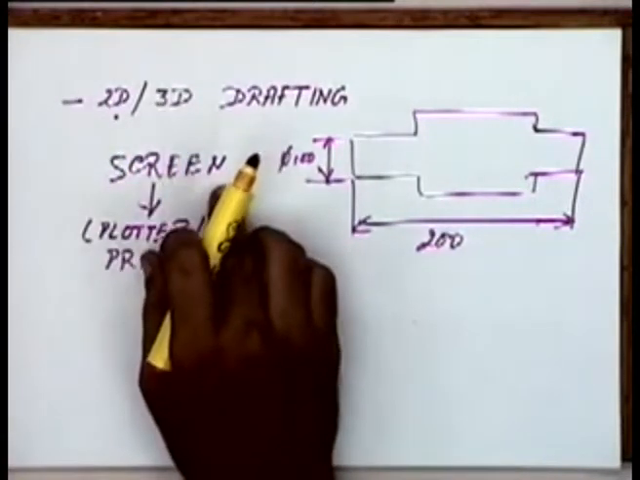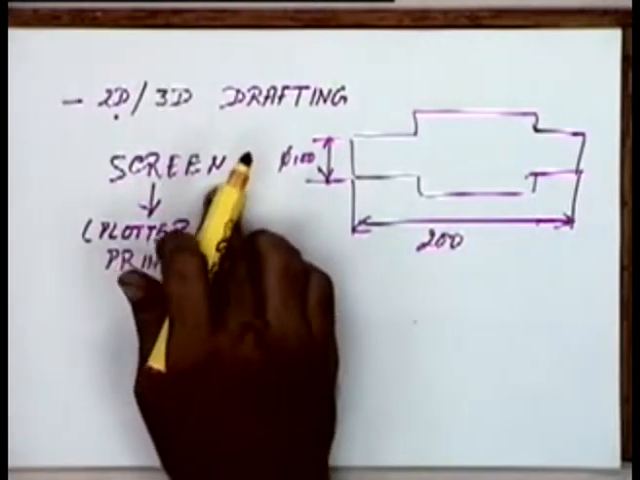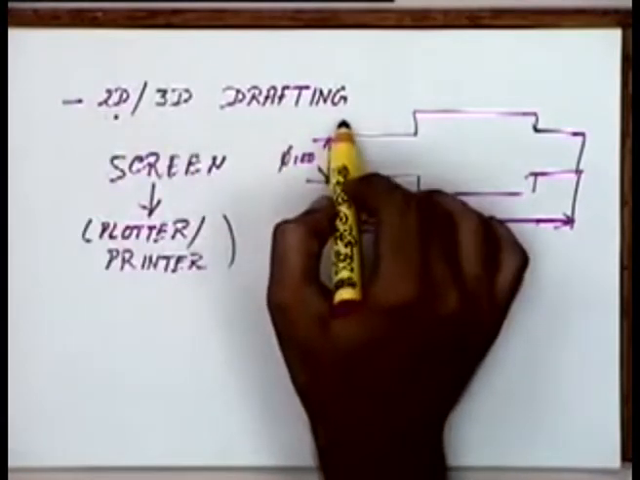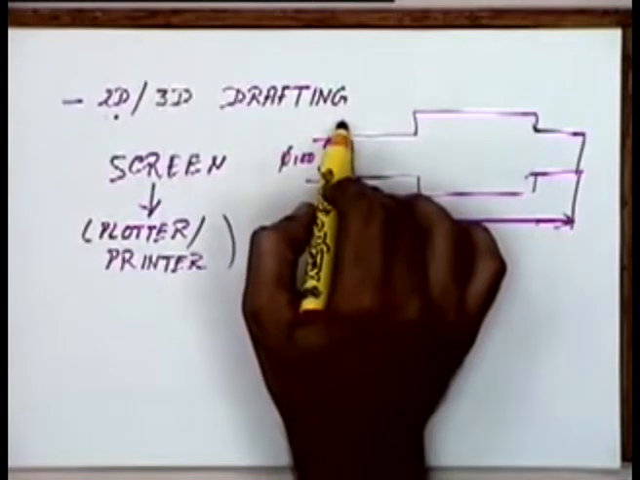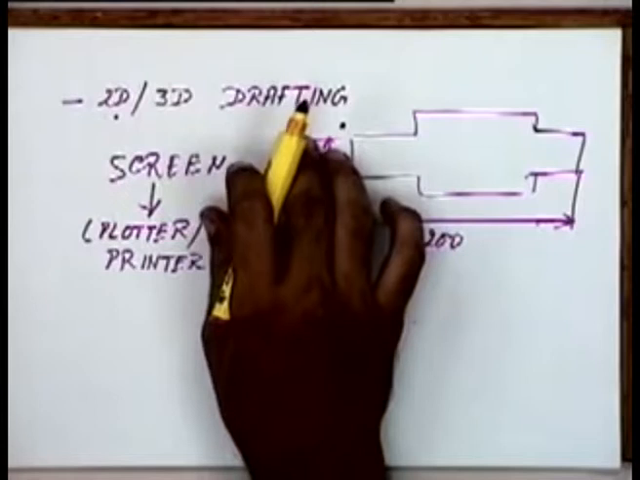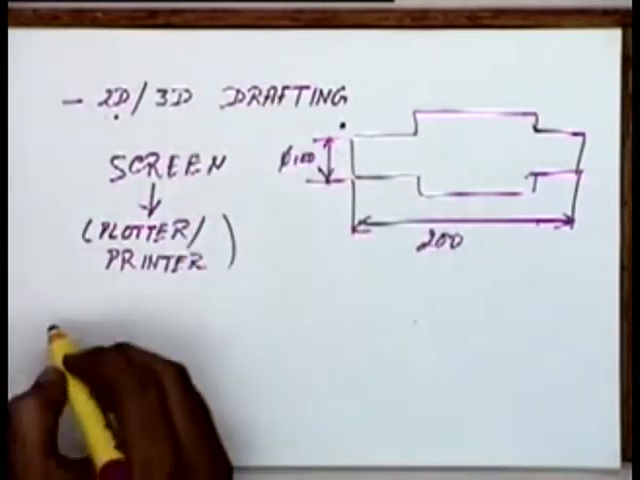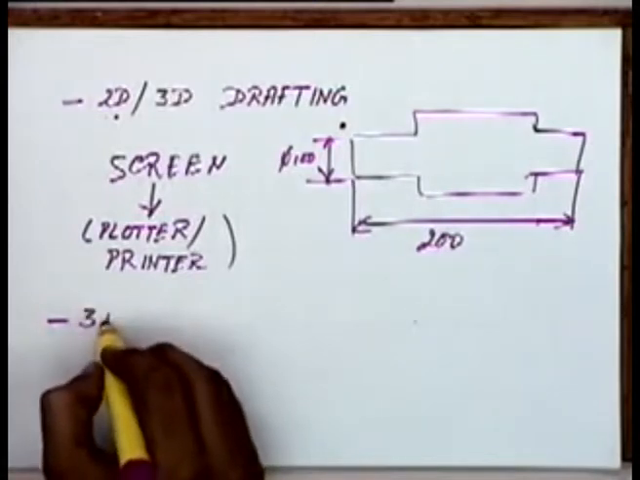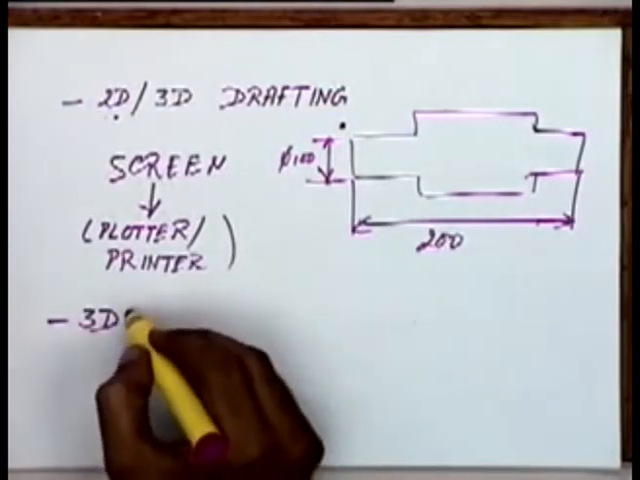The screen will normally be a high resolution screen like a VGA monitor or something like that, and the basic application is the drafting application that we are talking about. So this is 2D or 3D drafting. The other kind of activity that is normally included in CAD is what we call 3D or even 2D modeling.